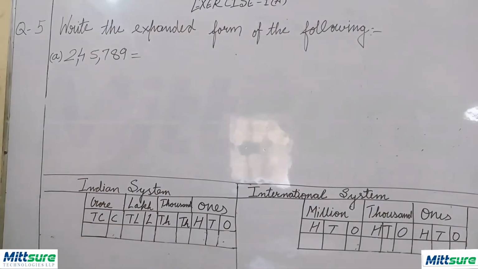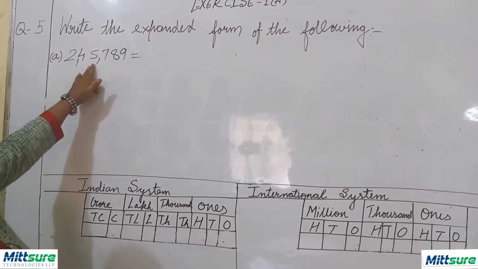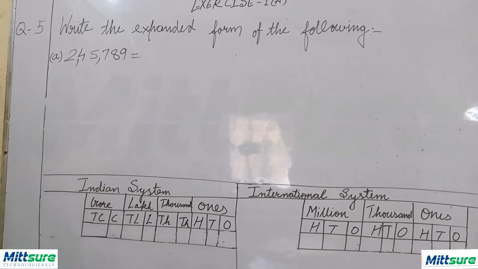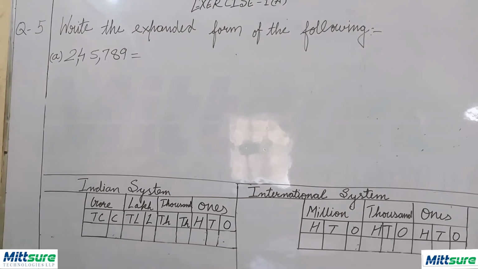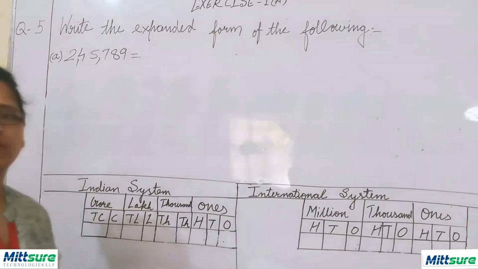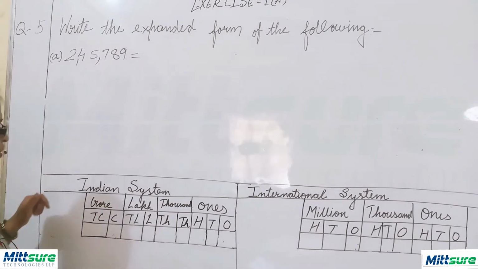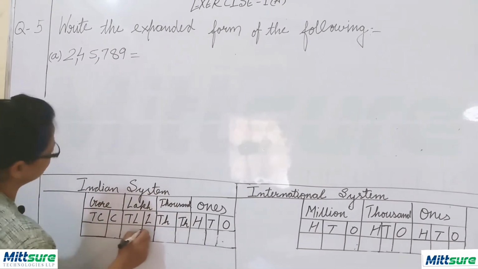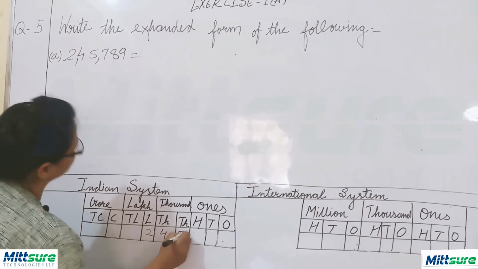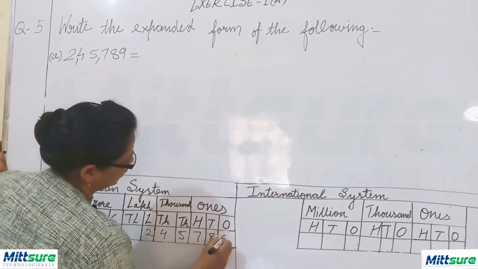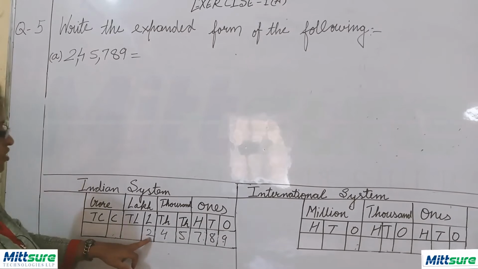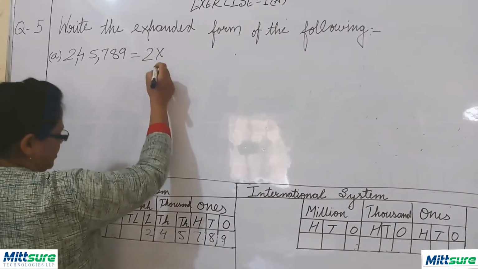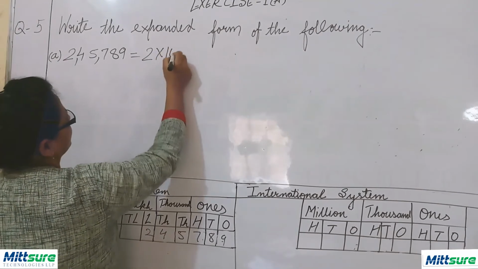Next question 5. Write the expanded form of the following. This is the number 2,45,789. We have to write it in expanded form, and we have been given a formula for how to get the expanded form. This is very easy. We have to multiply the place value and the face value. This is 2. Then 2 is multiplied by lakh, 1 lakh.